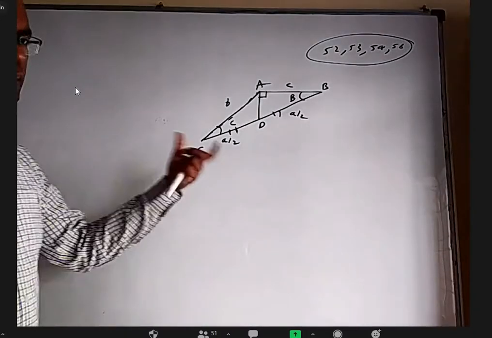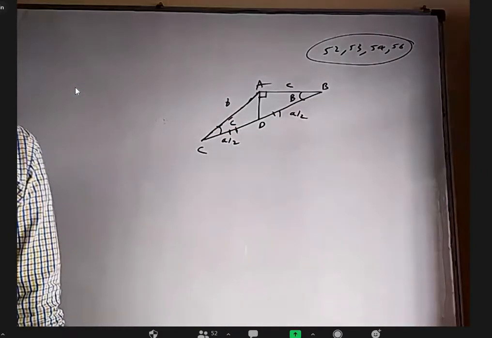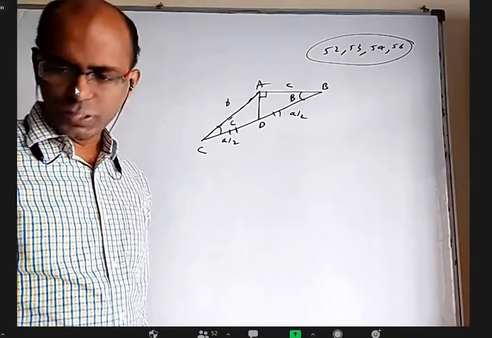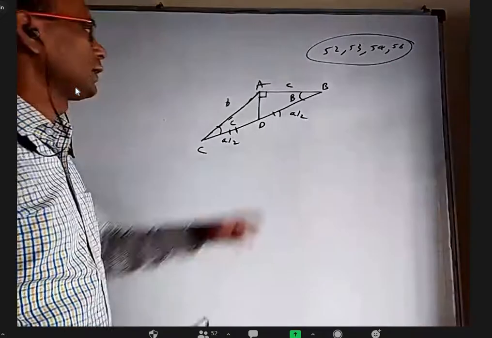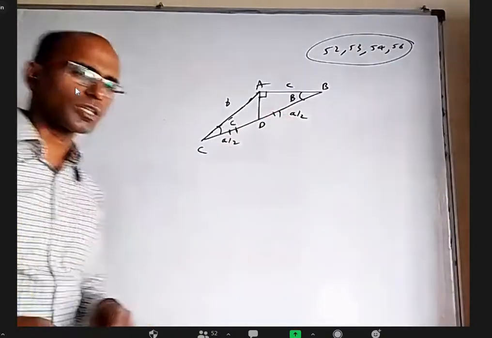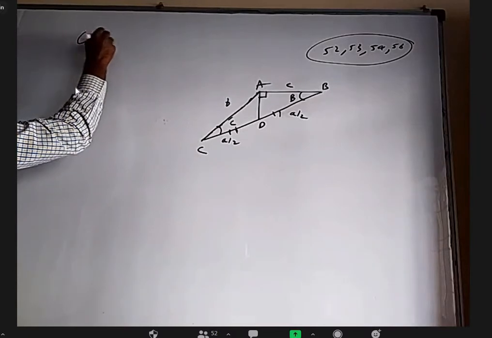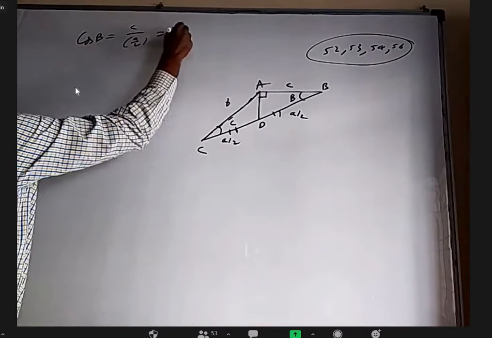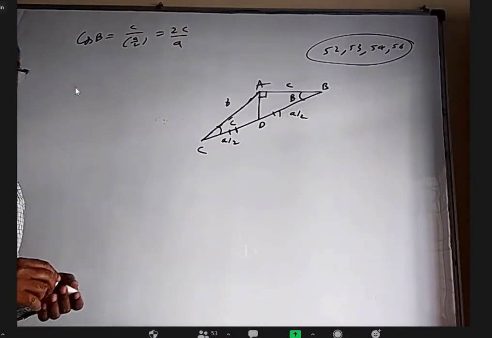Okay, there are different things that can be made out from this triangle. Some of them we may use for this particular question or other questions, or we can make some new questions. We'll see. From this right angle triangle, what is cos B? C by A by 2, which is 2C by A. I think that itself is one question.